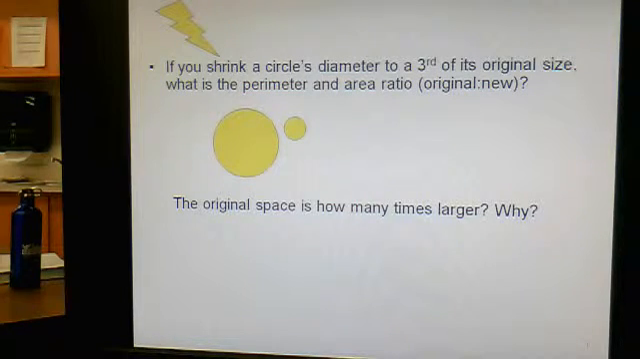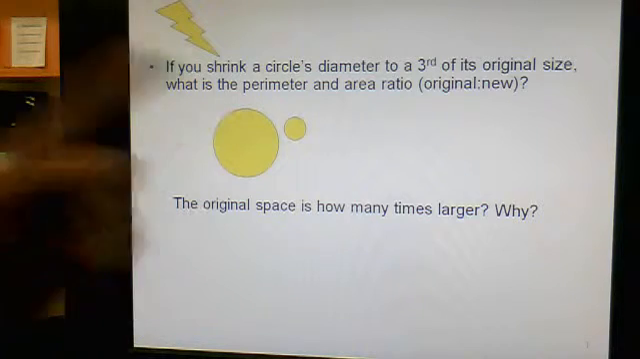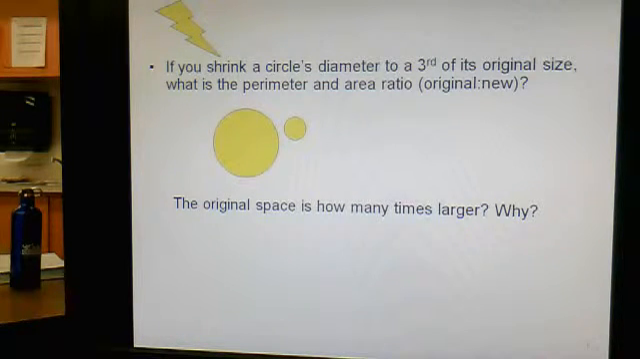Alright guys, so this is part 2 of area ratios, and this problem on the bottom of your paper should be kind of a simple one if you get the hang of it. It says if you shrink a circle's diameter to a third of its original size, here's a scale drawing of the original circle, and then now it's a third of its original diameter. What is the perimeter and area ratio comparing the original to the new?